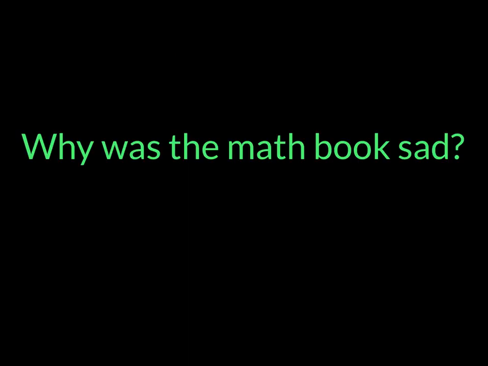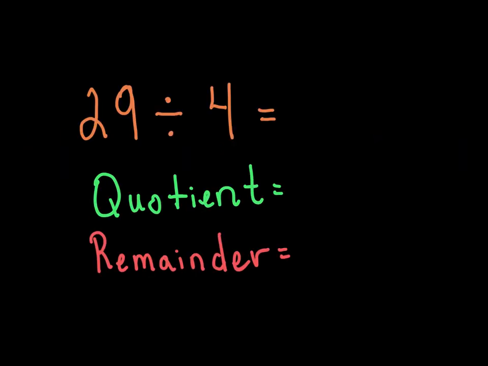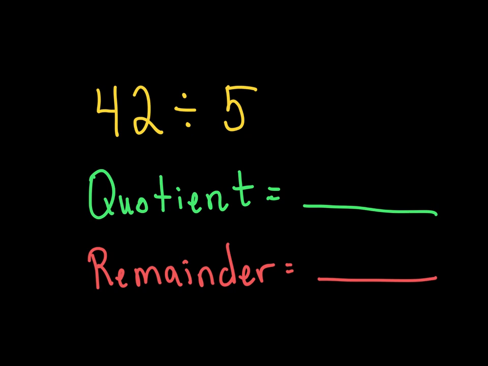Why was the math book sad? Gotta find out by solving the next problem. 29 divided by 4. I want the quotient and how much is left over, the remainder. 42 divided by 5. Give the quotient and the remainder.